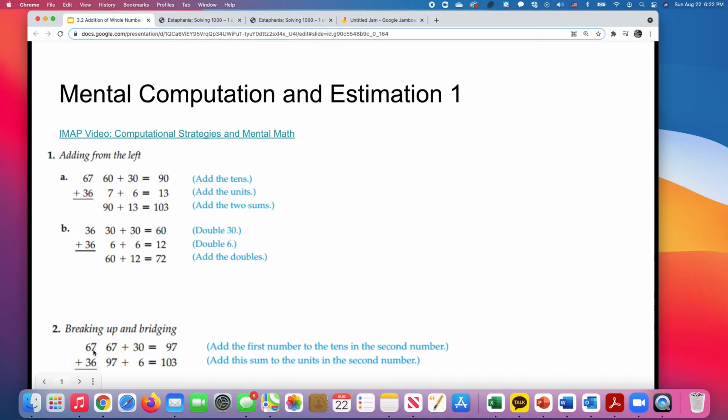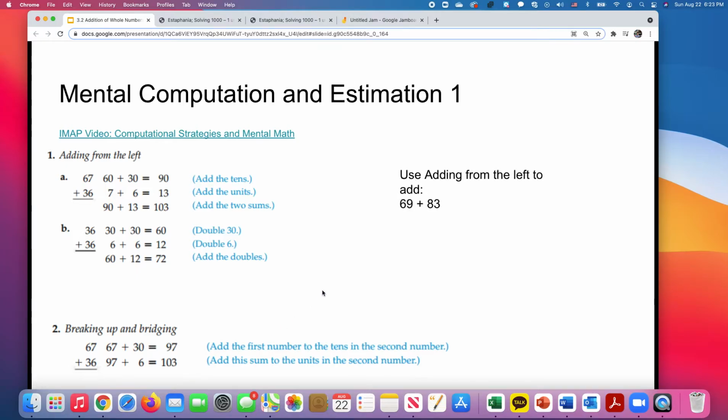For example, 67 plus 36. In order to calculate this mentally, you can think about breaking 36 into 30 and 6. You are decomposing 36 into 30 and 6, and add 67 with 30 and have 97, then add 6 to it. Then you get 103. That's breaking up and bridging, or decomposing and composing.